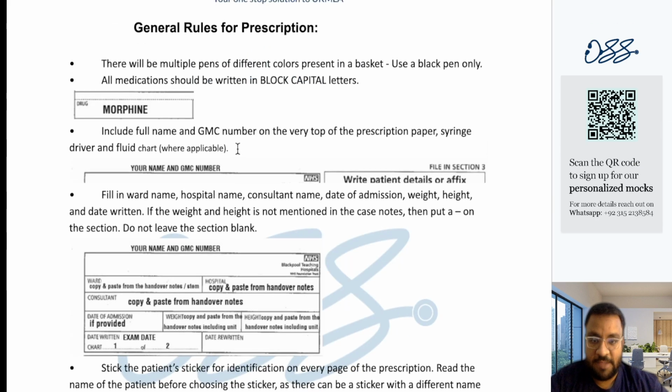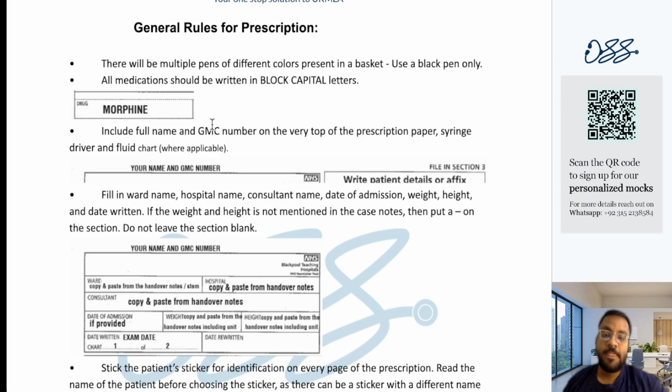Okay, now let me tell you that as I mentioned, there's a very low margin of error in the prescription stations. Okay, so you need to make sure that you follow these general rules very properly, and you're not missing out on any particular rule. Okay, and now I'm going to tell you very important golden rules that need to be followed.